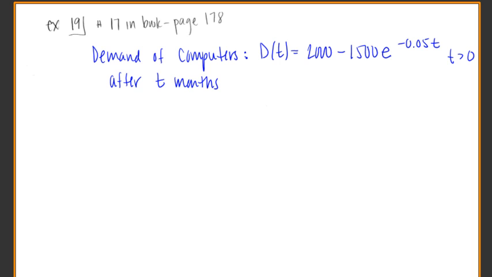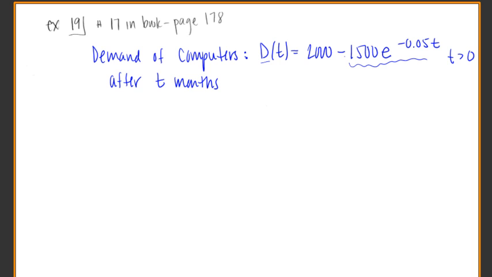Okay, so as we look at this last problem, it's talking about the demand of computers after so many months, T specific months. And they give us an equation. Obviously they're using capital D for demand. So the demand after T months is going to be 2,000, then minus this exponential part right here. And let's look at this exponent. If we just focused on the 1500 e to the negative 0.05 t, that looks like our main equation for an exponential equation.